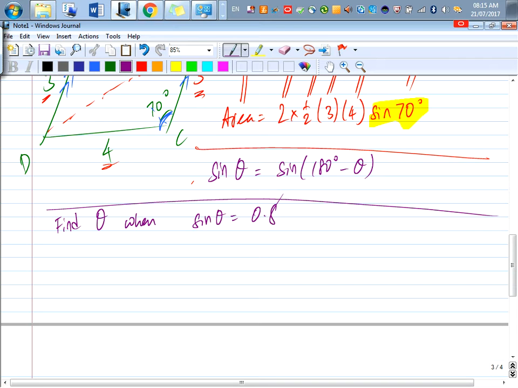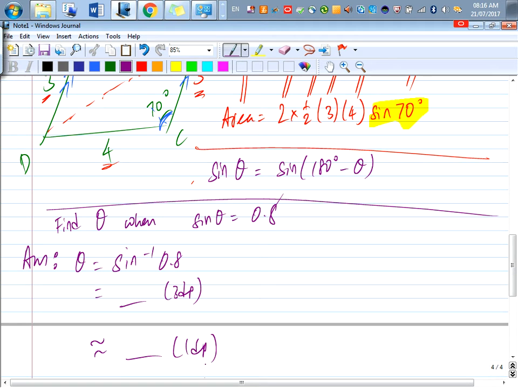So, answer: theta equals sine inverse 0.8. That's it, is it? Then you can answer 3 dp, then round it off to 1 dp. Right? Is it? Is that it? Or is there some more?